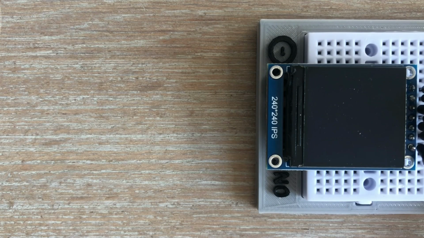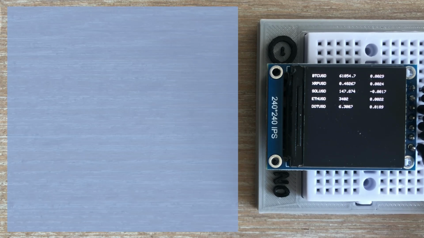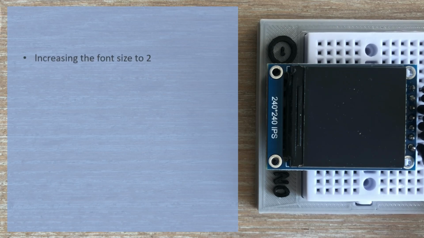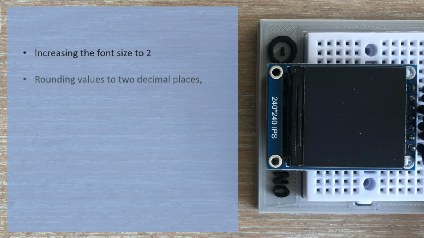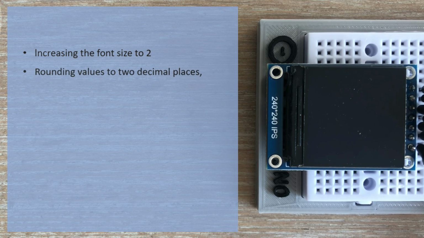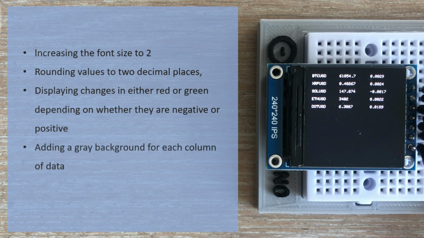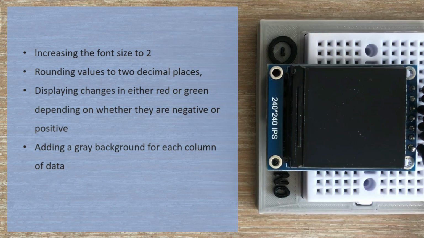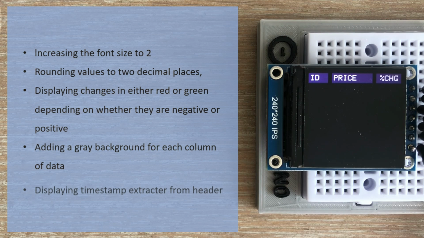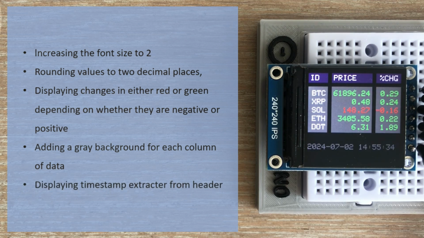Let's have a closer look at the quotes for 5 cryptocurrencies. The way they are presented is not the most eye-catching, but if we make a few changes like increasing the font size to 2, rounding values to 2 decimal places, displaying changes in either red or green depending on whether they are negative or positive, and adding a gray background for each column of data, we can greatly improve the appearance. Additionally, we can extract the timestamp from the header to show when the quotes were taken. The result looks much better, right?